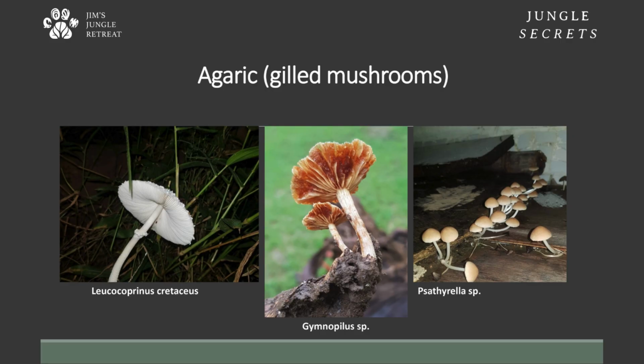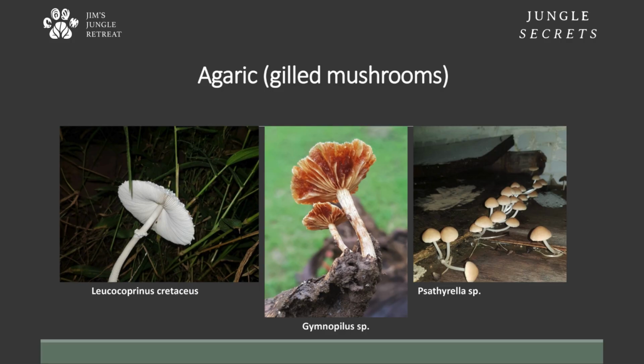So yeah, agaric or gilled mushrooms. These are the mushrooms which generally come to our imagination when we think of a mushroom. It comes like this umbrella shaped structure. These are some examples which I have found: Leucocoprinus cretaceus, Gymnopilus satharella. What are these names? These are called binomial names. So the first one you see over here is Leucocoprinus cretaceus.